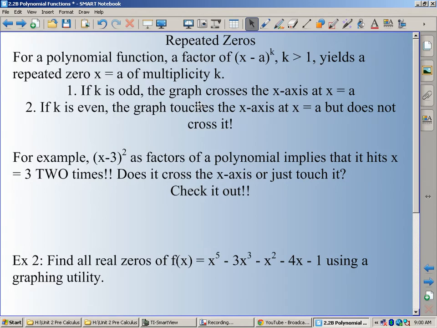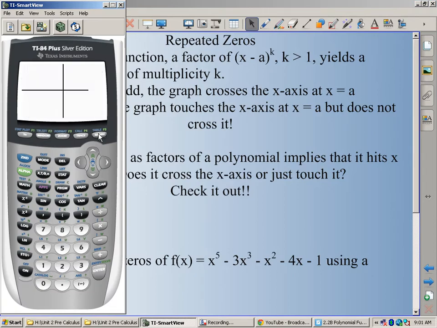This is the reason there's the possibility of it not crossing that many times. If I had a graph with an odd power, for example x minus a cubed, it will cross the graph at a. If it is an even power, then it should just touch. We're talking about multiplicity, things showing up more than once. I'm going to give you a quick example: for x minus 3 squared, if I graph it, here's the function for the squared.